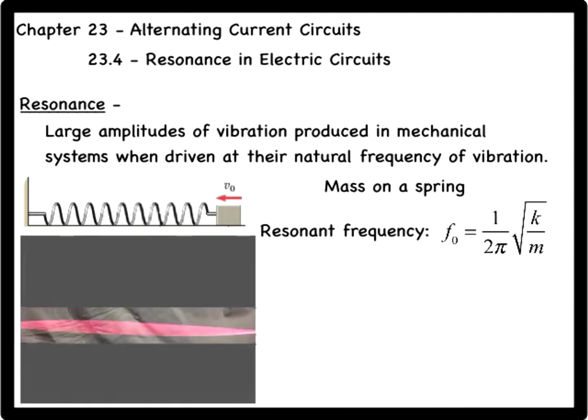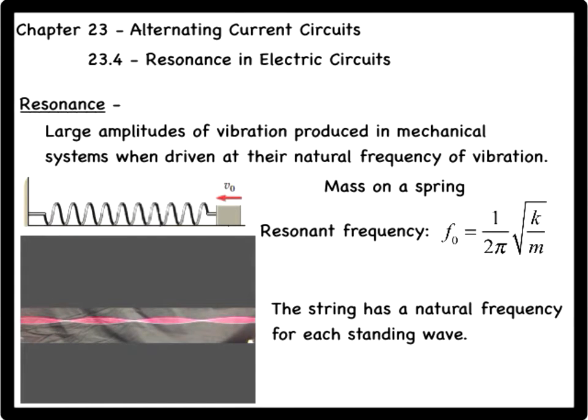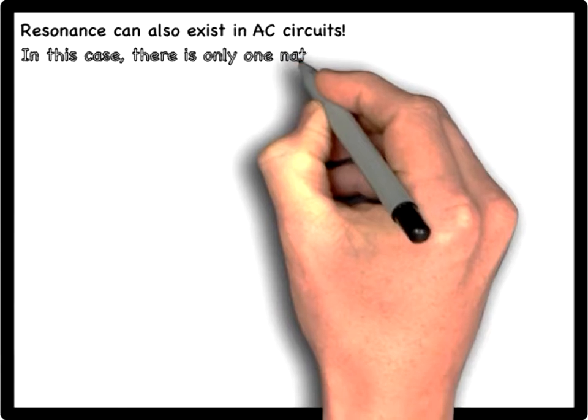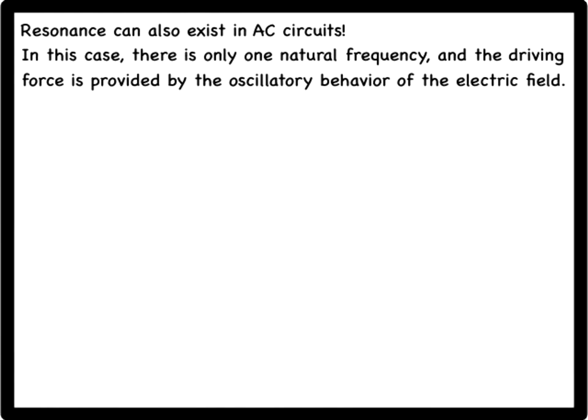Resonance also occurs when standing waves are set up on a string or in a tube of air, as we saw in Chapter 17. The string and tube of air have many natural frequencies, one for each allowed standing wave. As we will now see, a condition of resonance can also be established in a series RCL circuit. In this case, there is only one natural frequency, and the vibrating force is provided by the oscillating electric field and is related to the voltage of the generator.